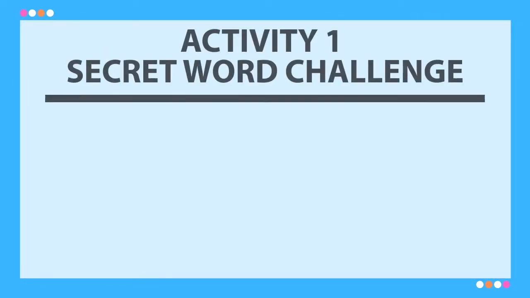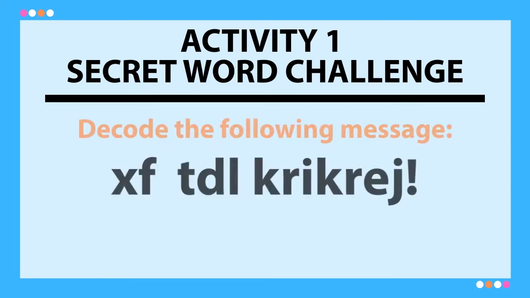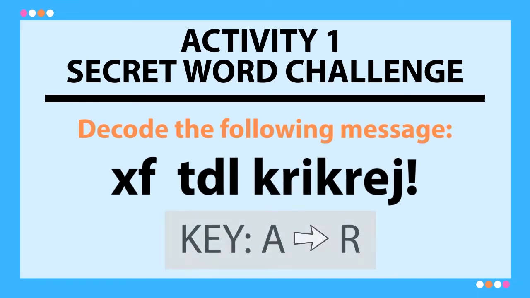Now that you know how to use a Caesar cipher decoder, you can find your first secret word by decoding the following message, which is also on your worksheet. The key is A to R, and your secret word is the last word of the message. If you need more help, you can rewind this video just a few minutes to when I was decoding our hello message. Happy decoding!